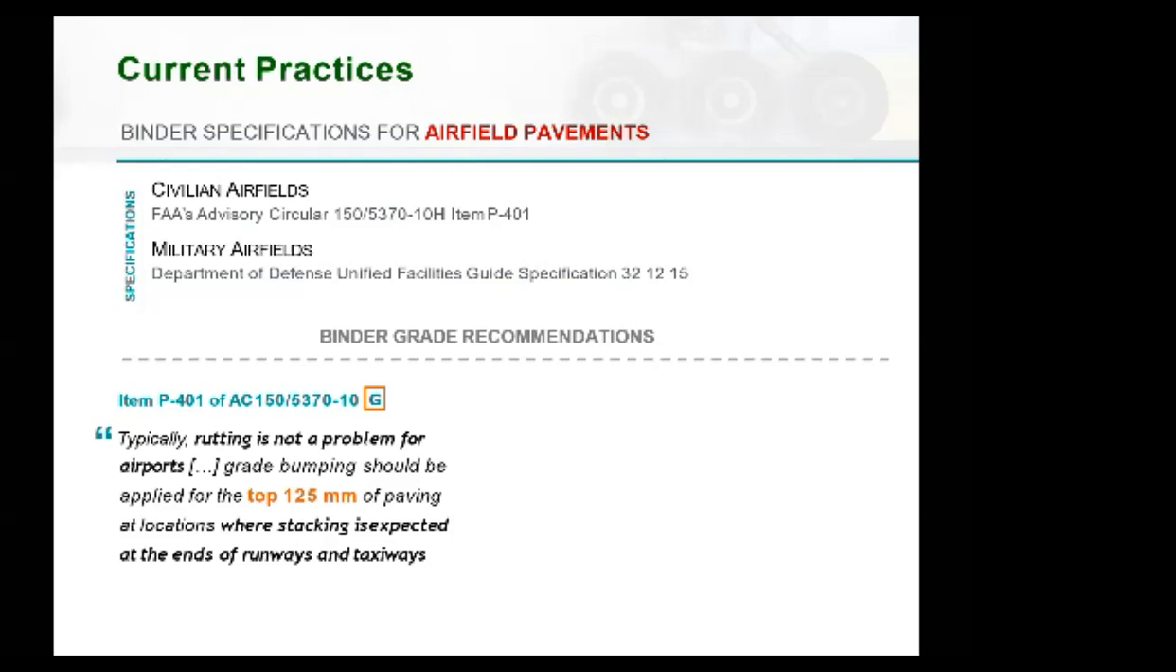So 125 millimeters, we could still be in the surface layer. You might be hitting the start of the binder layer or the base layer, but typically 125 millimeters in an airport, you're pretty much talking about the surface layer. And again, they say rutting is not a problem for airports. And this is quite confusing to me. Why is it not a problem?